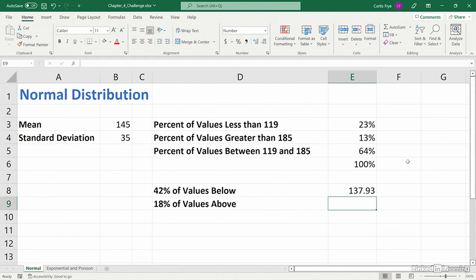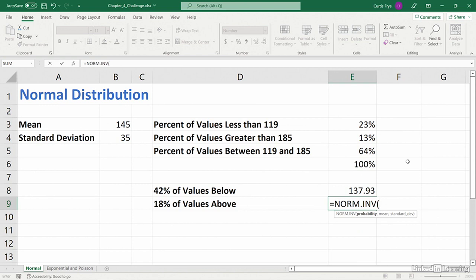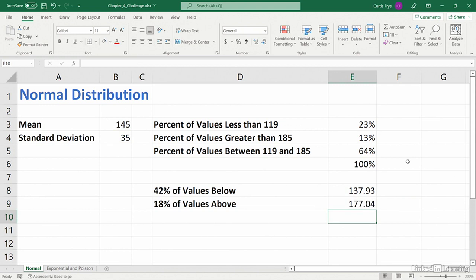If we want to calculate the cutoff for 18% of values above a particular value, in other words, 82% or below, in cell E9 equal, and then norm.inv. And here we want to subtract the probability from 1. So instead of subtracting this entire formula from 1, we want to subtract the probability from 1 so we get numbers to the right of the cutoff. So 1 minus 18%, comma, mean B3, standard deviation B4, right parentheses, enter, and 177.04, which is almost one standard deviation above the mean, and that does make sense.